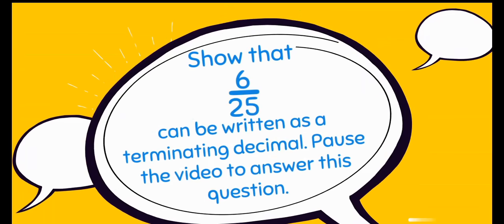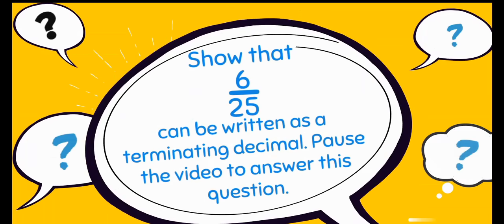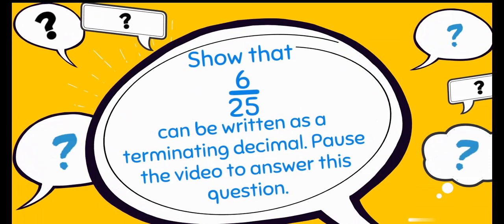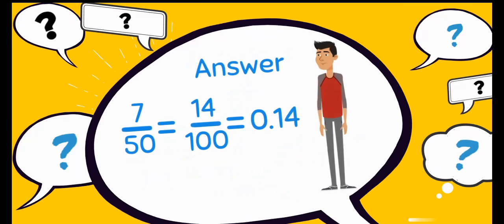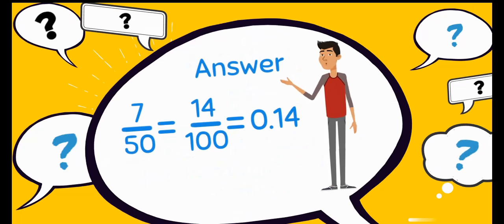Show that 6/25 can be written as a terminating decimal. Pause the video to answer this question. The answer is provided here.